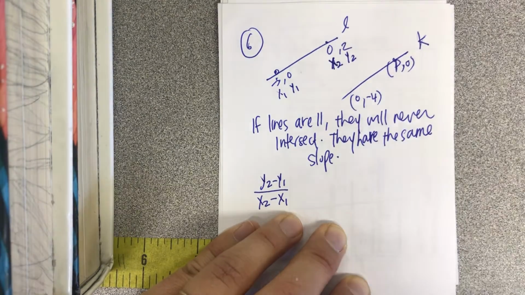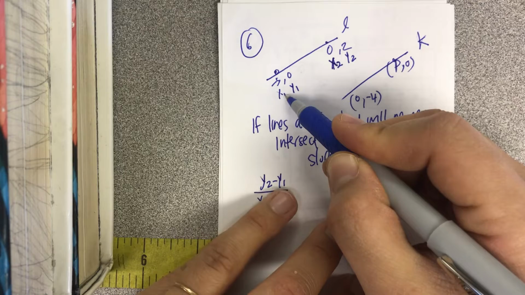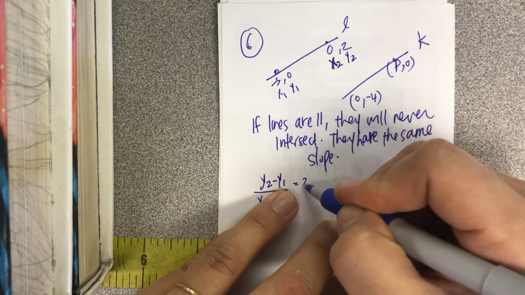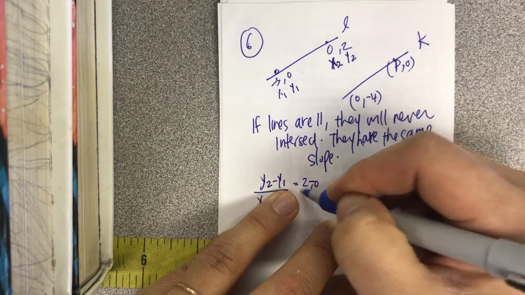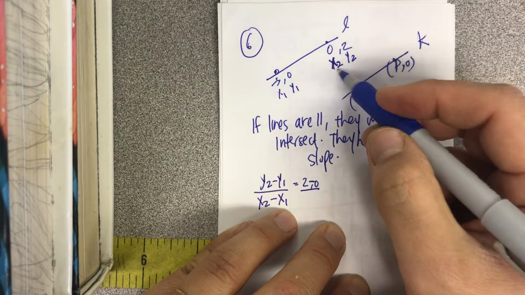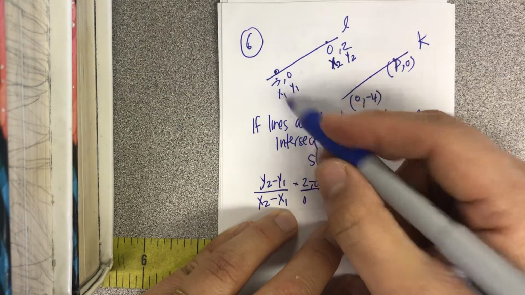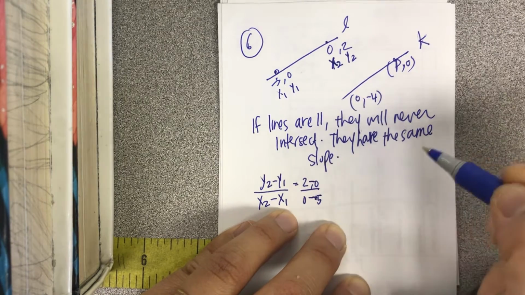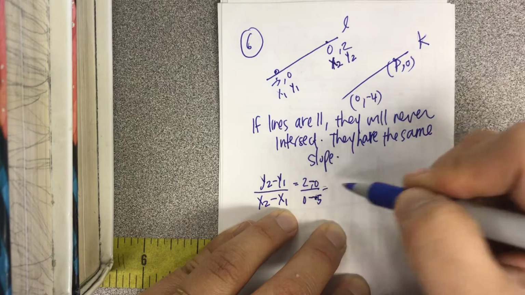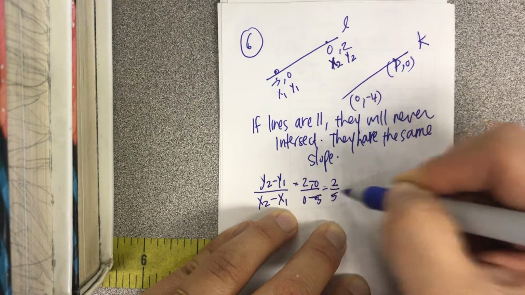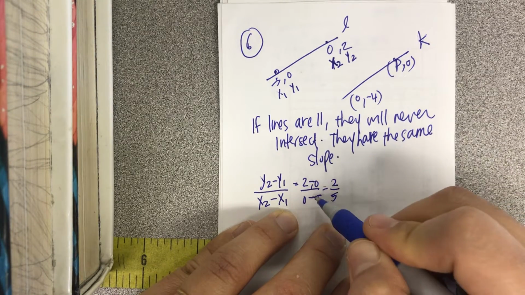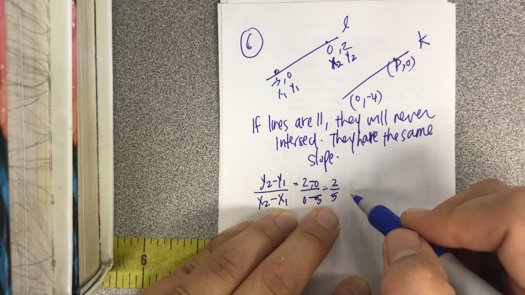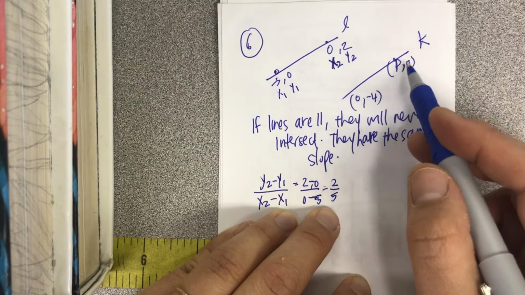Okay, so when I do this, y2 is 2, y1 is 0, okay? And then x2 is 0, and this one is going to be negative -5. And so what I'm going to get here is going to be 2 over 5. 2 over 5 is the slope because a negative and a negative is a positive.